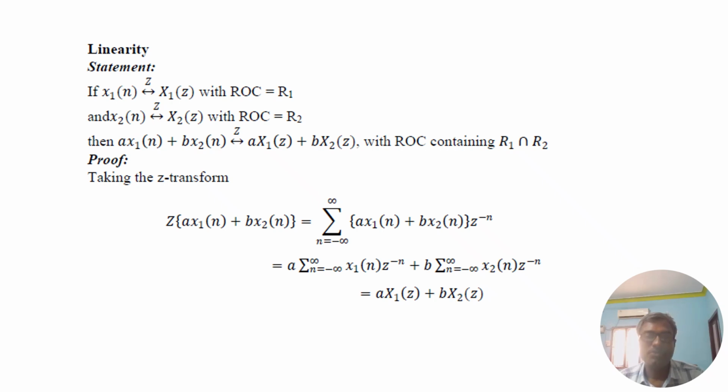As per the Z transform formula, we know that X of z equal to summation n equal to minus infinity to plus infinity x of n z power minus n. So in the place of x of n, replace it by a into x1 of n plus b into x2 of n. Then, as per the distribution property, we can write a into summation n equal to minus infinity to plus infinity x1 of n into z power minus n plus b into summation n equal to minus infinity to plus infinity x2 of n z power minus n. Then the first half of this expression can be written as a into X1 of z, plus the second half of the expression can be written as b into X2 of z.